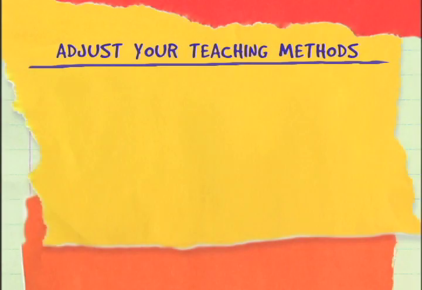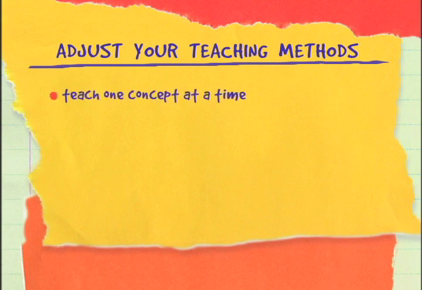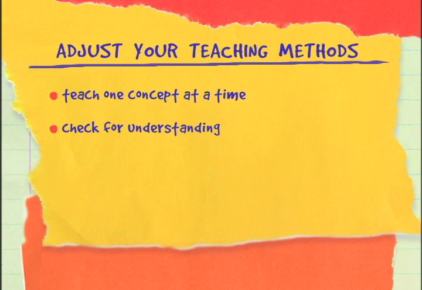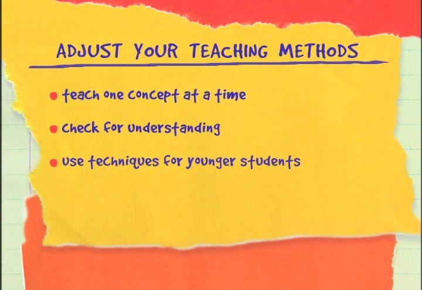Here are some additional tips for adjusting your teaching methods. Teach one concept at a time. Let the child master one piece of a skill before going on to the next. Check for understanding. Have a child with FAS demonstrate the right answer, not just tell you. Since children with FAS act younger than they are, use techniques appropriate for younger students to help children with FAS throughout their entire school experience.